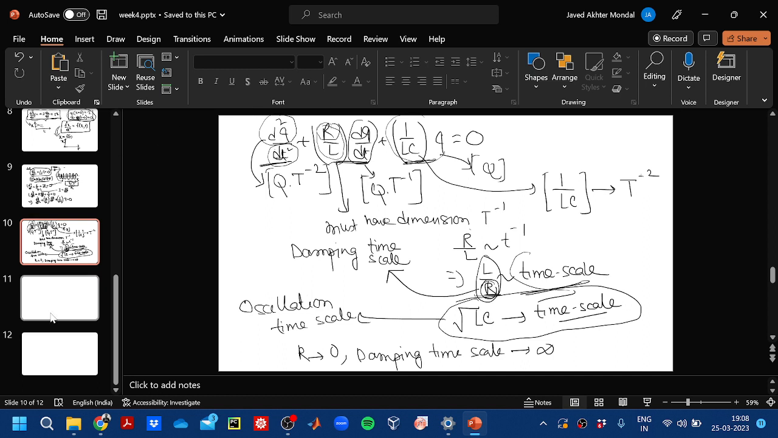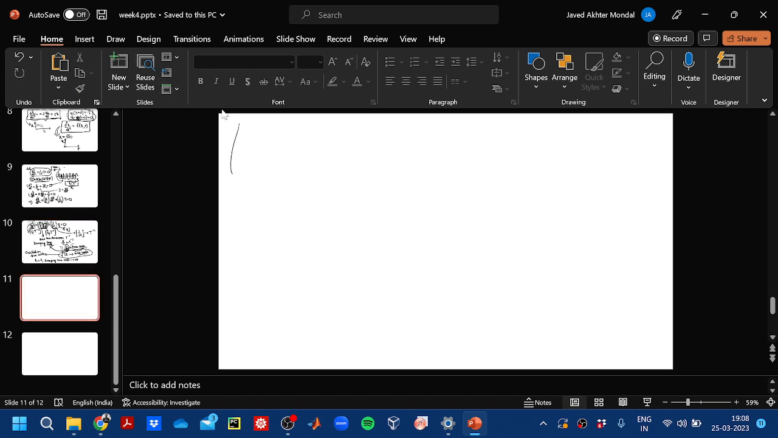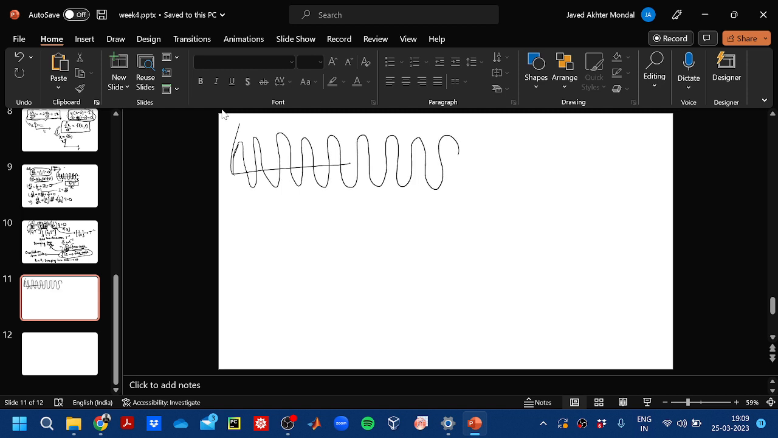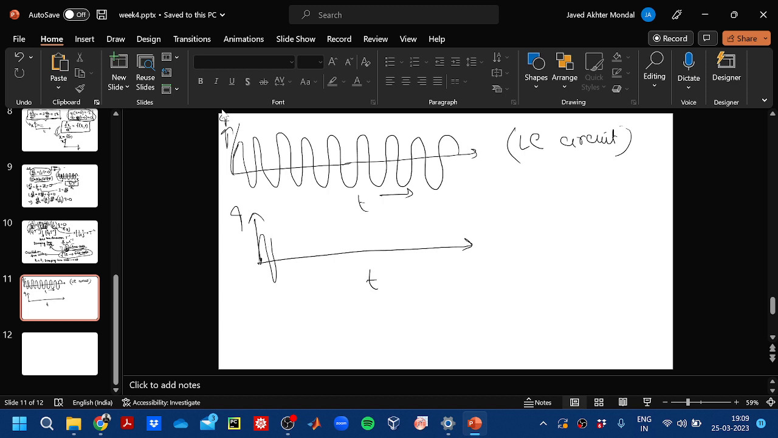So if we look at the energy, if there is no damping, then our charge will oscillate like this with respect to time. So there will be no damping. This is for a purely LC circuit. This is our time axis and this is our Q axis. But if there is damping present in the system, then we will have a solution of this kind. After a finite time, this charge will tend to 0.